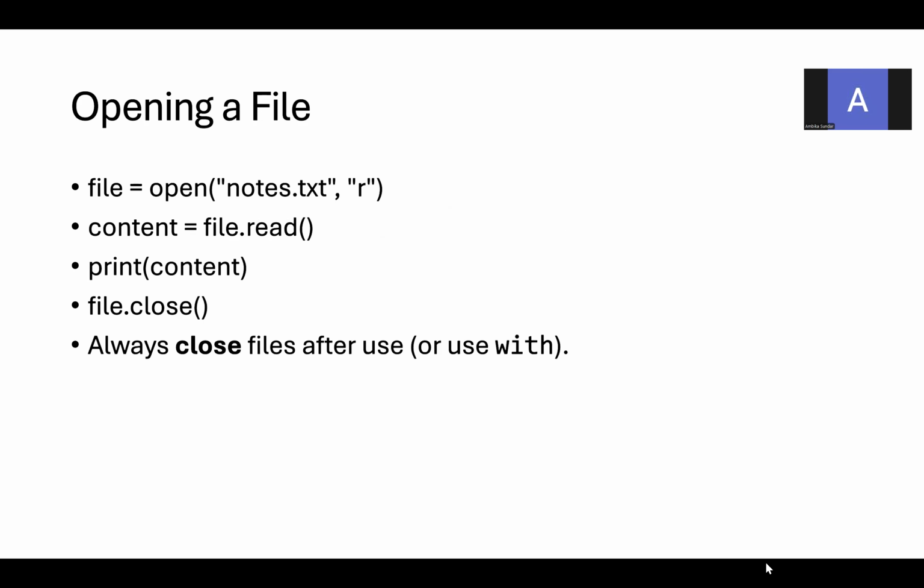Opening a file: file is equal to open of notes.txt in the read mode. So I'm going to open this file in the read mode. In the content variable, I'm going to read all the content of this file and store it. Print content is going to show me whatever the content in this file. After doing all these operations, I'm going to close the file. Always close the file after use. If you use the with command, you no need to use the file.close operation.